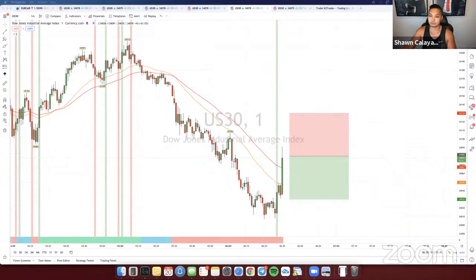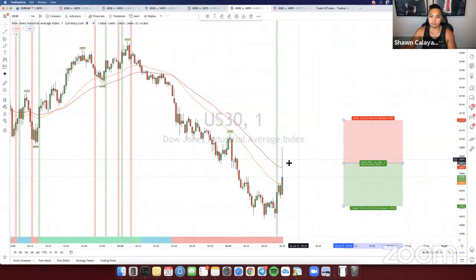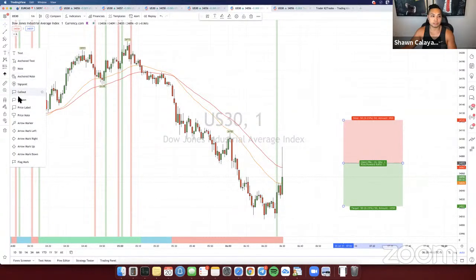Big wick right there. So if you guys see that big wick right there, definitely not going to take this trade.